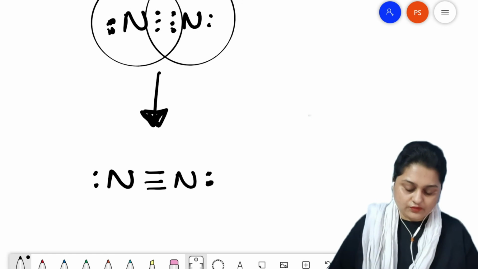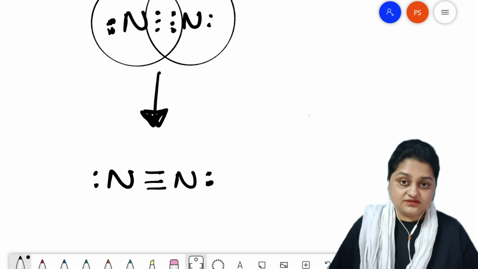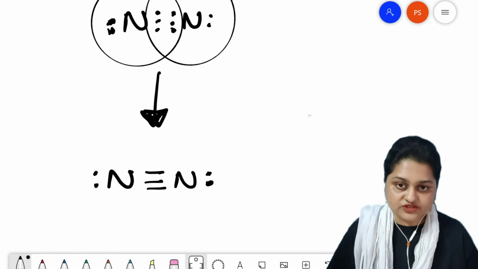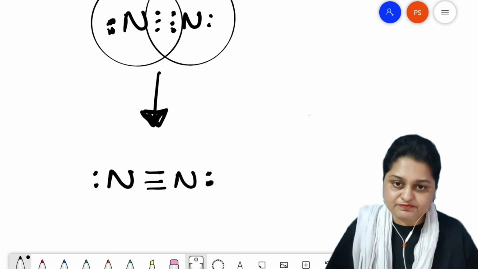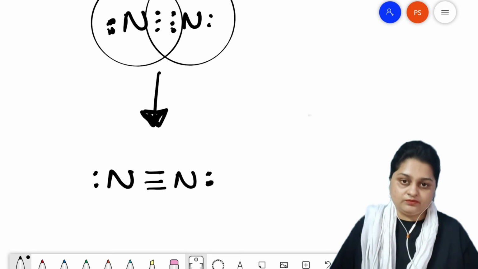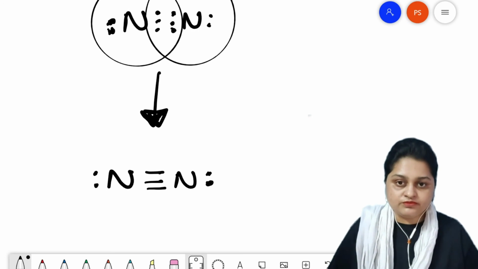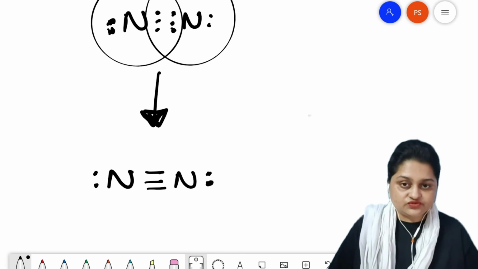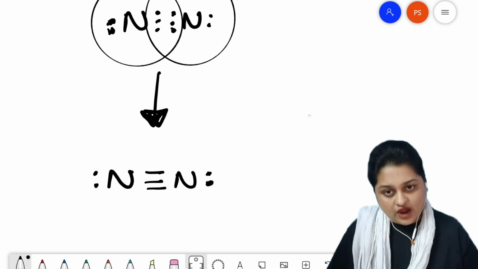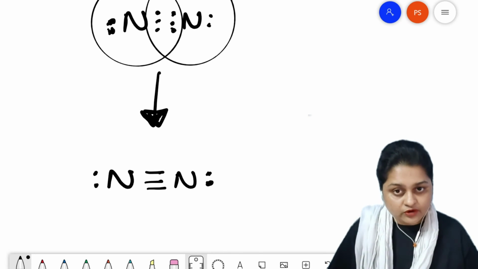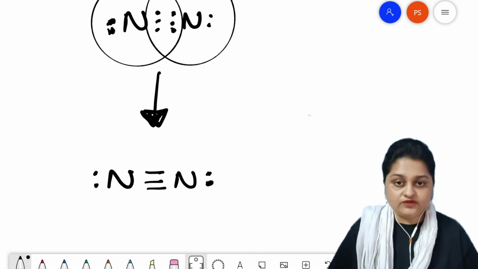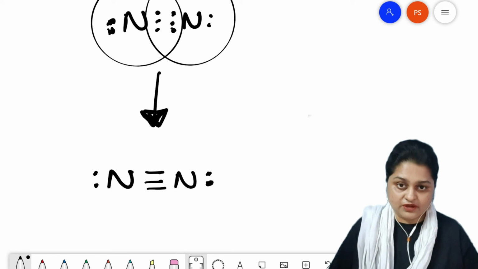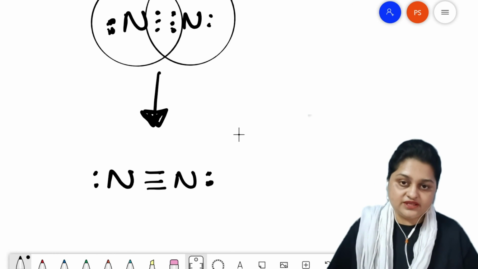So this is how double bonds, triple bonds and single bonds are formed, depending on the species that are forming the covalent bond and how many electrons they can share. Depending on these two factors, carbon will form a single bond in some compounds, a double bond in some compounds, and a triple bond in some compounds.